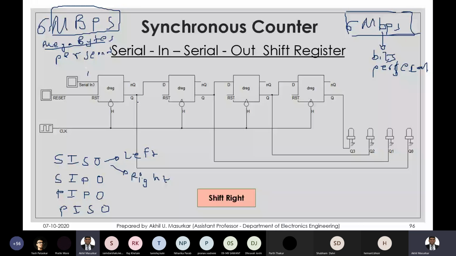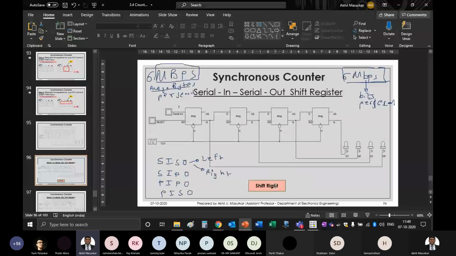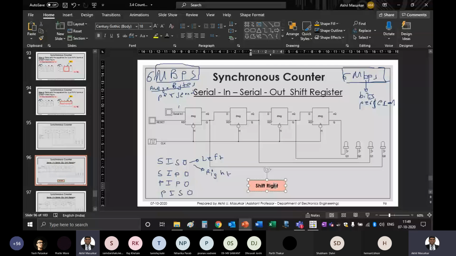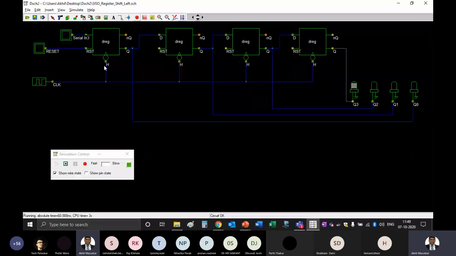So this is actually shift left. So let's see the circuit first. I'm just resetting this. So you can see that initially everything is 0. But the moment I make this 1, at every clock you will see that serially, everything coming inside is now 1.